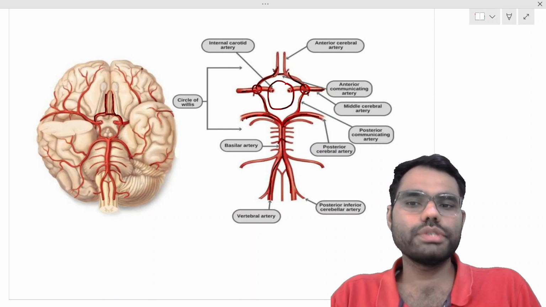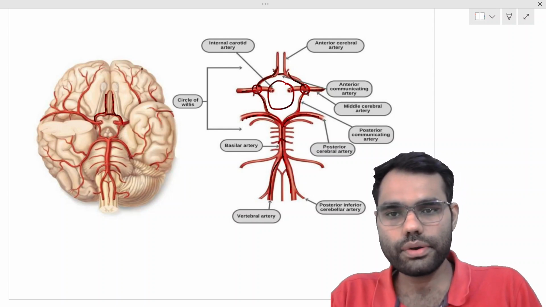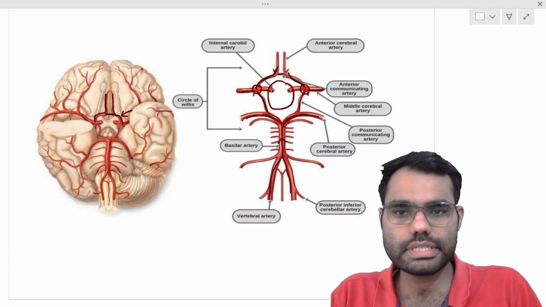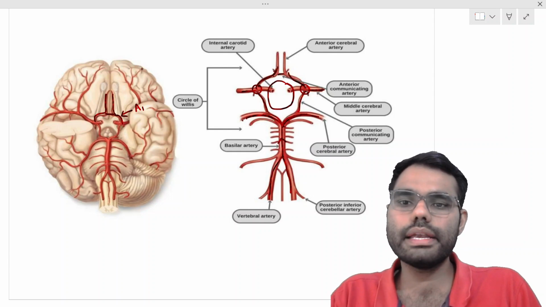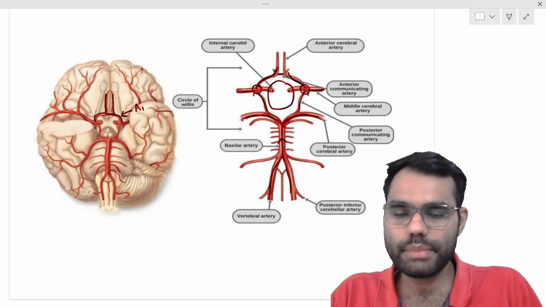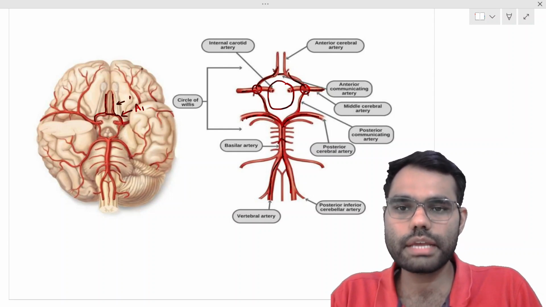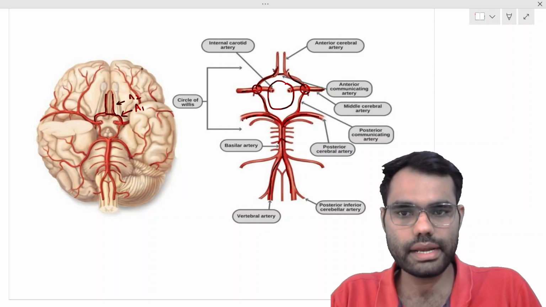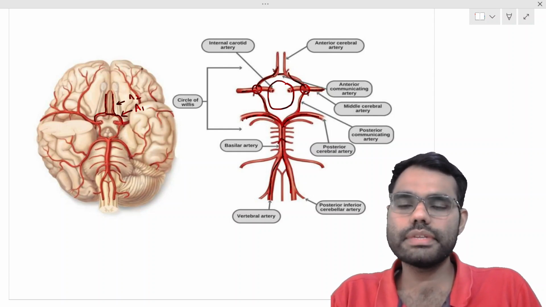Now what if there is an occlusion of this artery? This occlusion could be proximal to the origin of this anterior communicating artery, which is known as the A1 segment of the anterior cerebral artery, or it could be distal to the origin of this anterior communicating artery, which is known as the A2 segment of the anterior cerebral artery, right? So what if there is occlusion in this A1 segment?